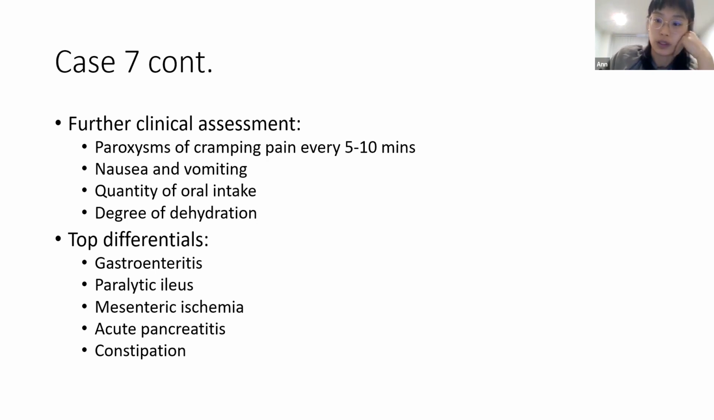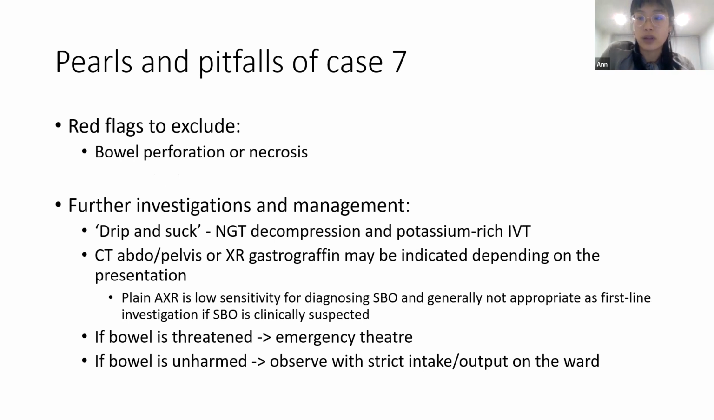Differentials for this would be gastroenteritis, paralytic ileus, mesenteric ischemia, acute pancreatitis, constipation, and for some reason I forgot to put small bowel obstruction there as well. Again, always need to exclude bowel perforation or necrosis, because then that would be a surgical emergency for which we'd have to resect a portion of her bowel.